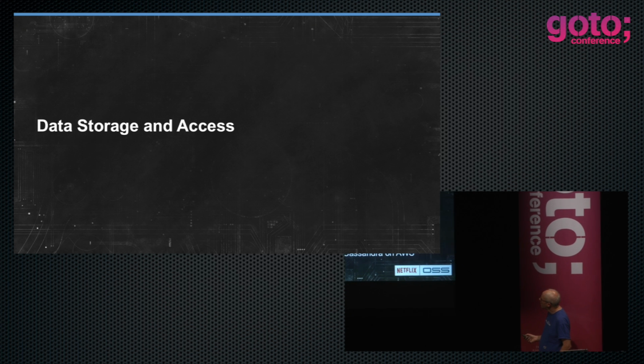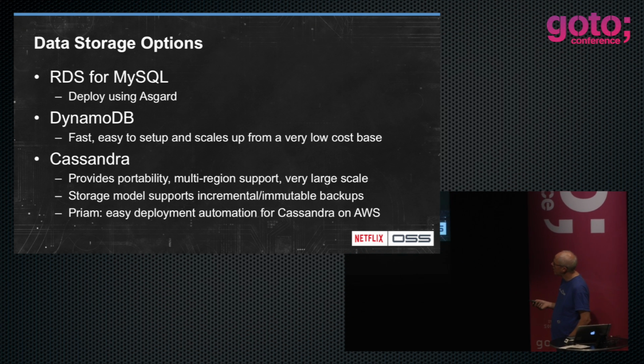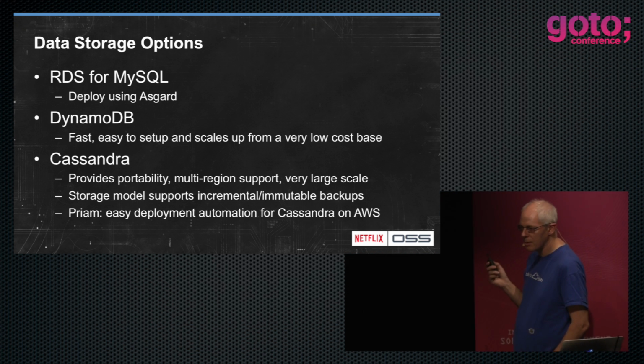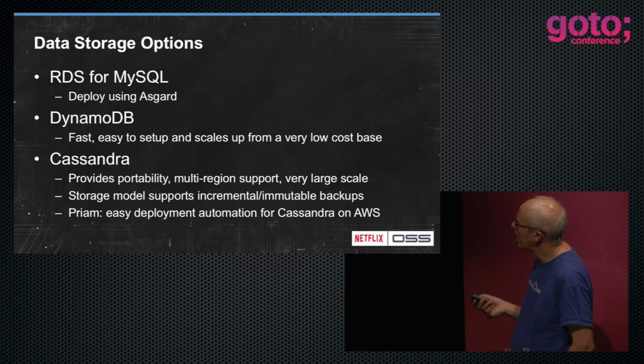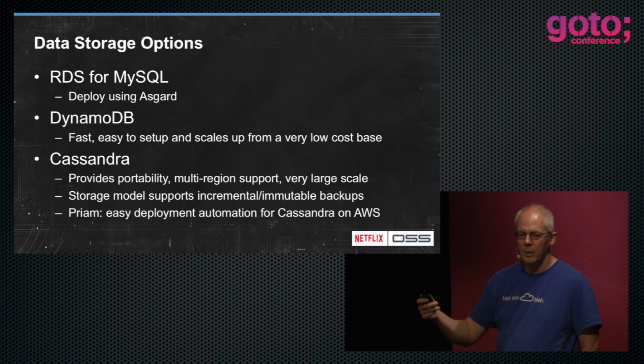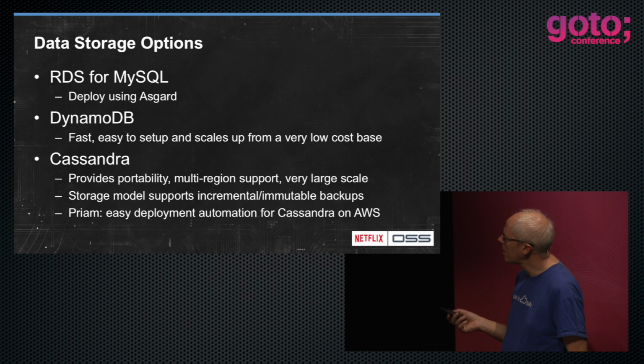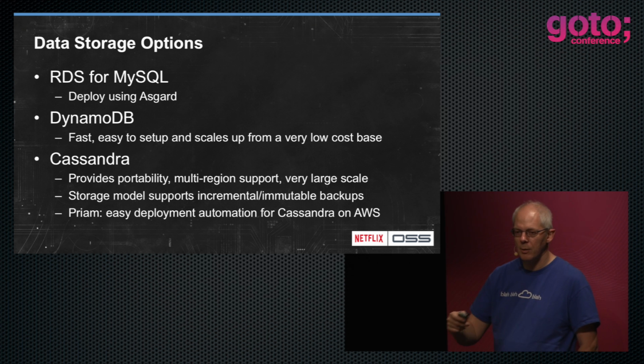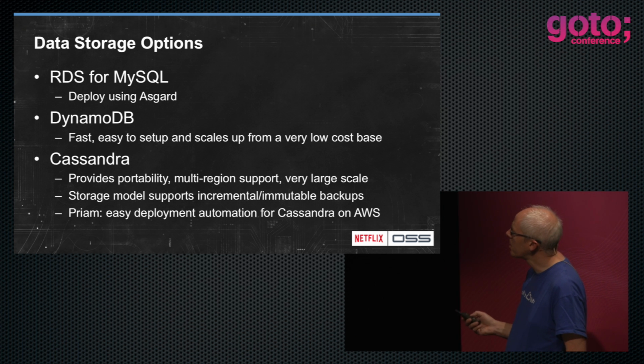Data storage. So RDS, that works fine. Asgard, you just push the buttons, you get a cluster, it's very easy. DynamoDB, we don't actually have support for that, but it gives you a nice scalable way to get started with a database in the cloud. And then Cassandra lets you go beyond that. It lets you run your own services and gives you something a bit like DynamoDB, but with very large scale and with multi-region support. It's very important, particularly for large-scale distributed systems.